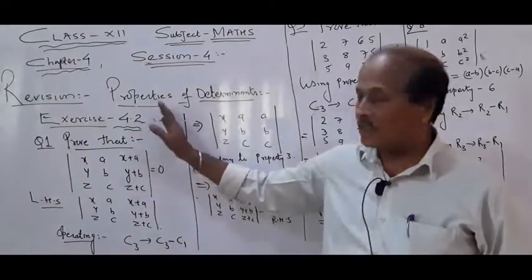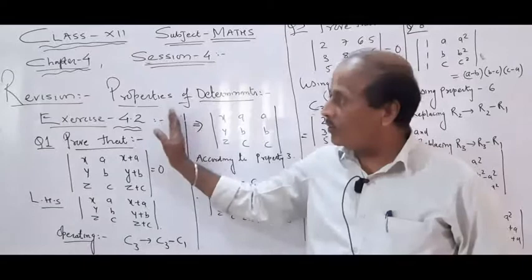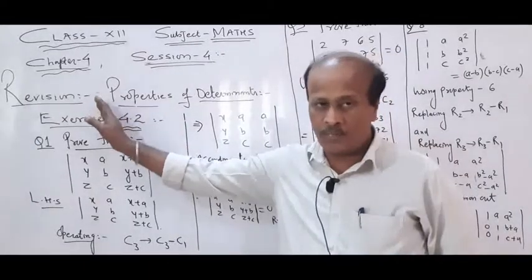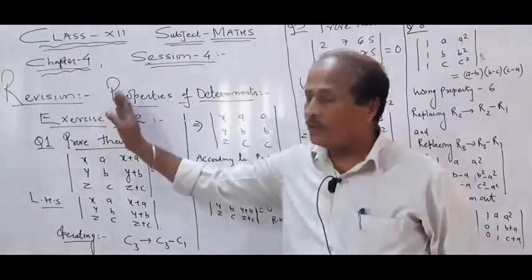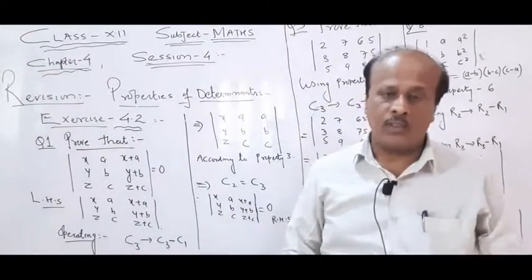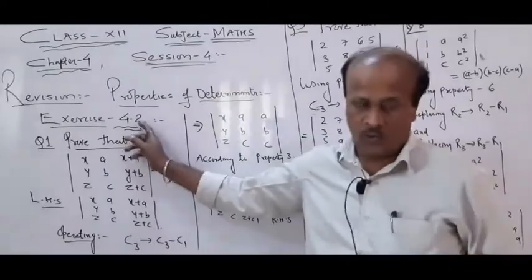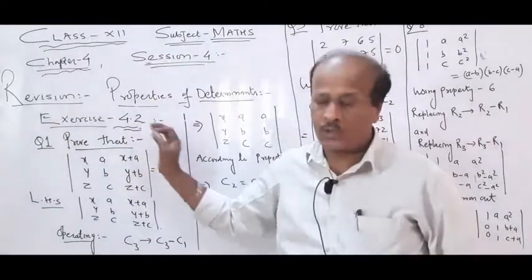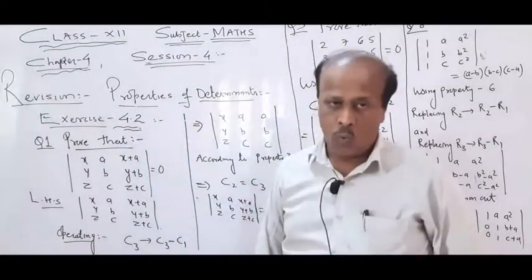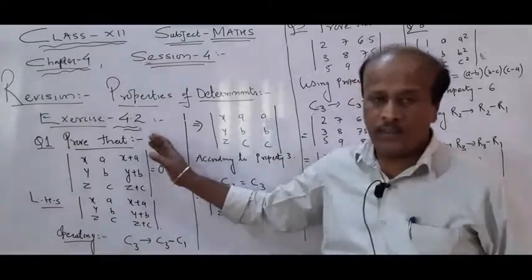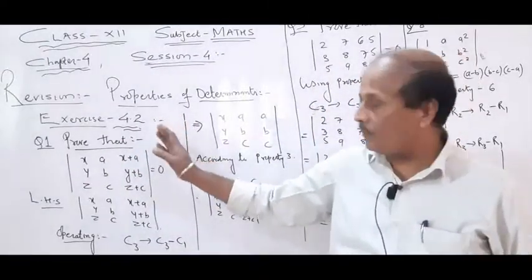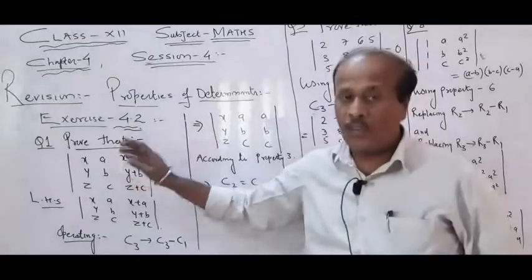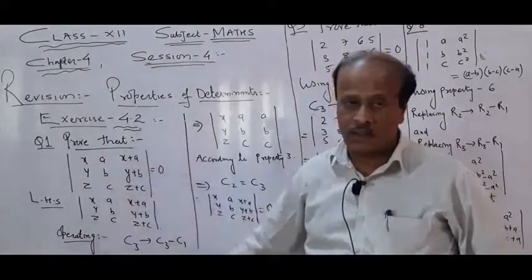So there are 6 important properties. Go through those properties. It's the revision part of today. Now we are going to see some important questions of exercise 4.2. So in this session, my targets are some questions of exercise 4.2. First of all, I selected the easiest questions, maybe up to 1 mark. Question number 1. Last time I already started exercise 4.2.